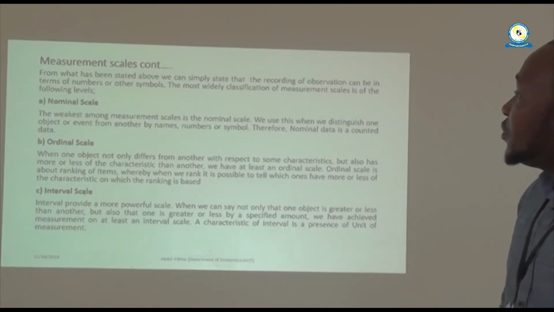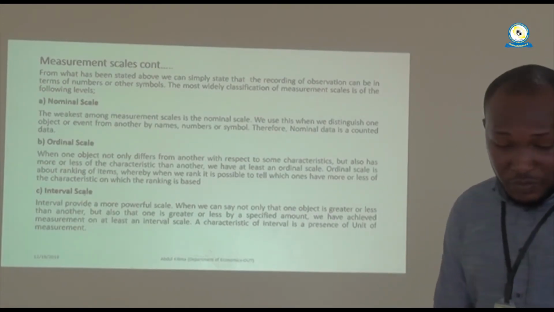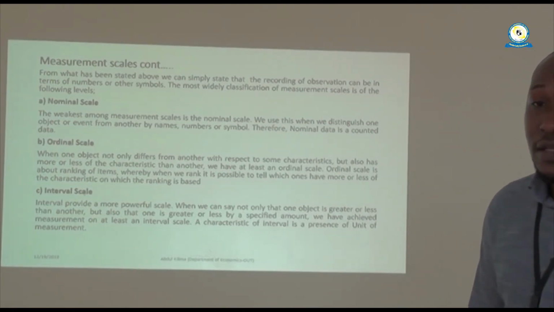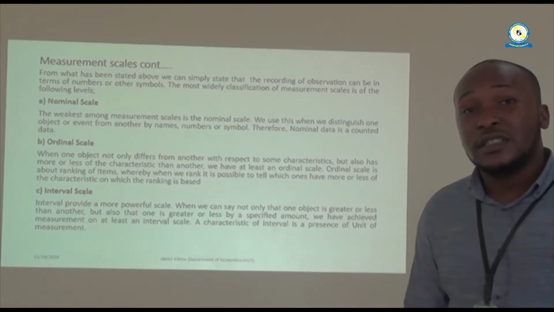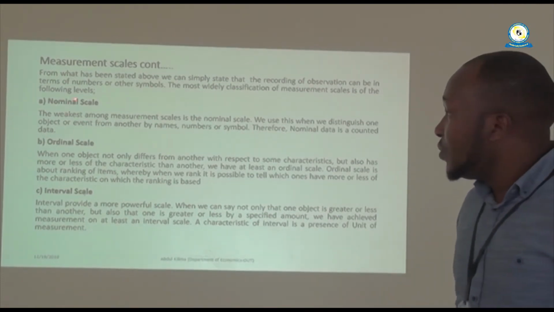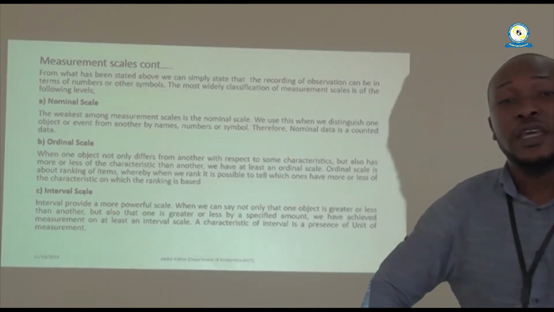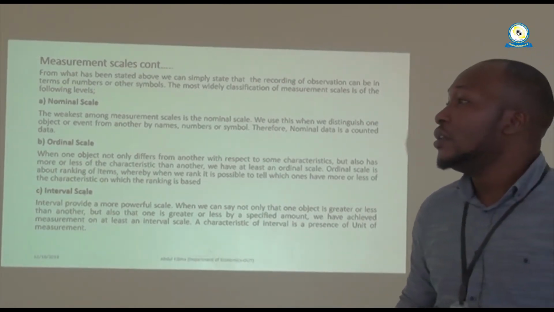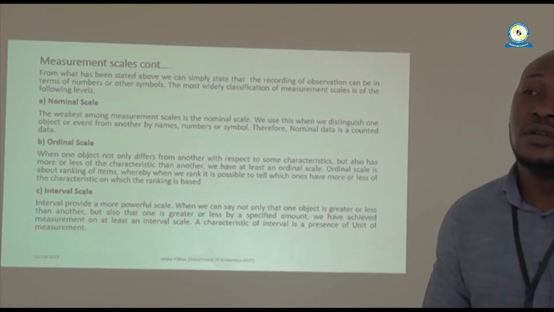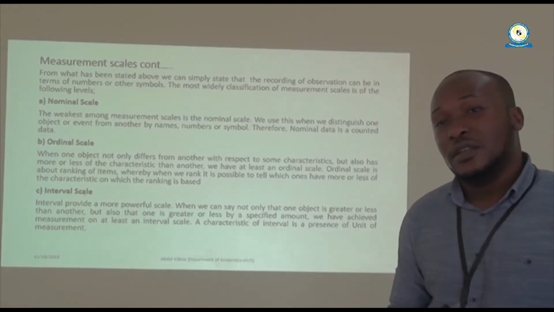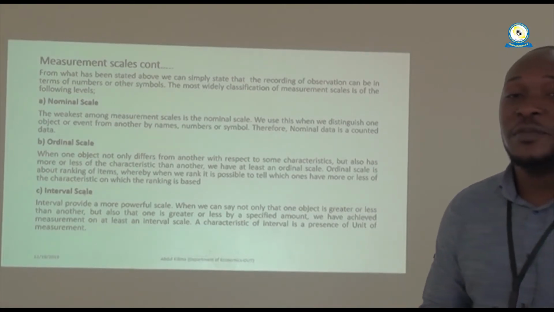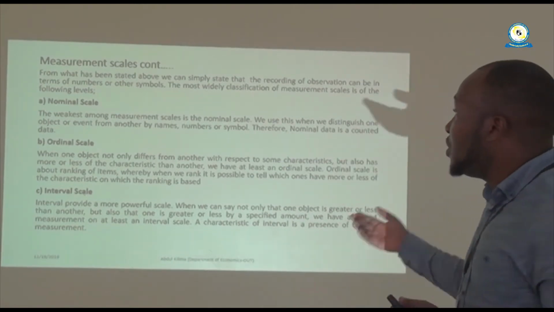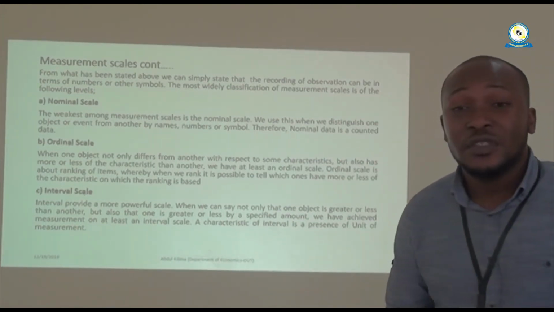We proceed with measurement scales. When we do measurement, we can group measurement into 4 scales. These 4 scales, we start from the weakest to the strongest scale. Okay. The first scale is the nominal scale. The nominal scale is the scale of giving numbers or names to things. As it is defined there, the weakest among the measurement scales is the nominal scale. We use this when we distinguish one object or event from another by names, numbers, or symbols.